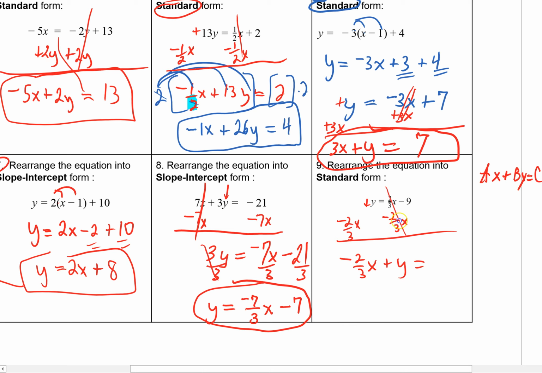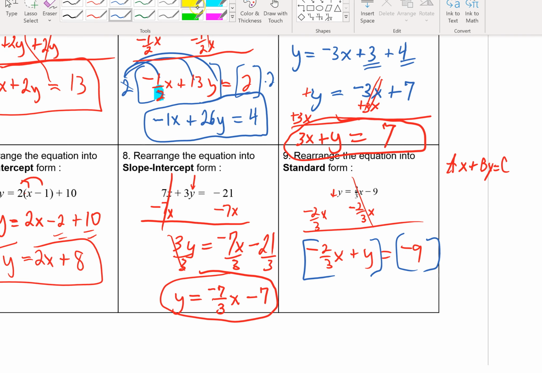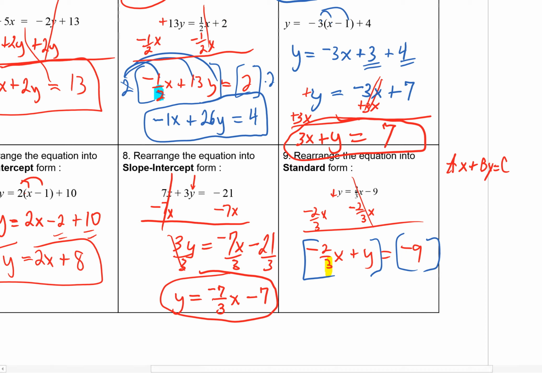And on the right-hand side, I hope you can see we're going to be left with a negative 9. A lot of times, students leave their answer like this, but standard form means more than just having x and y together on the left-hand side. What it really means is you also won't have any fractions. And the problem is, you can see that we do have a fraction right here.